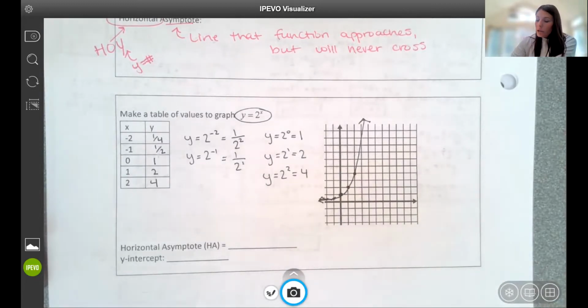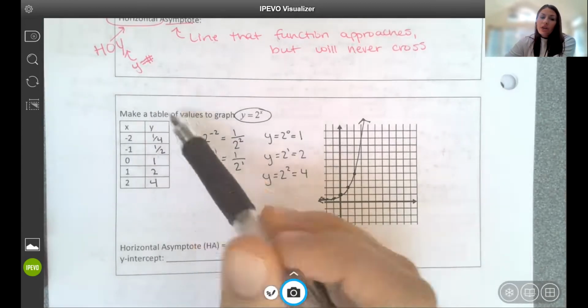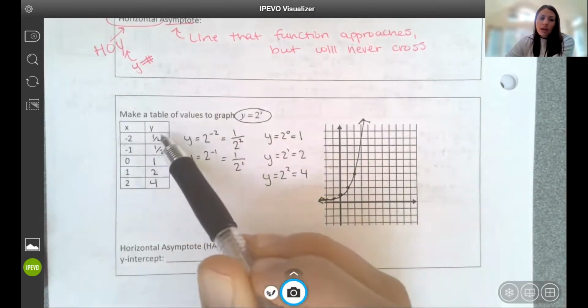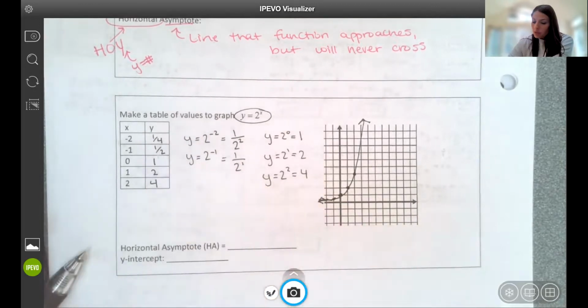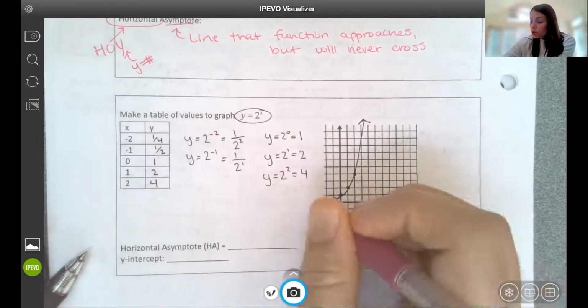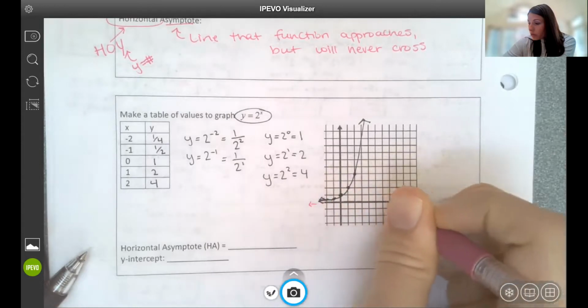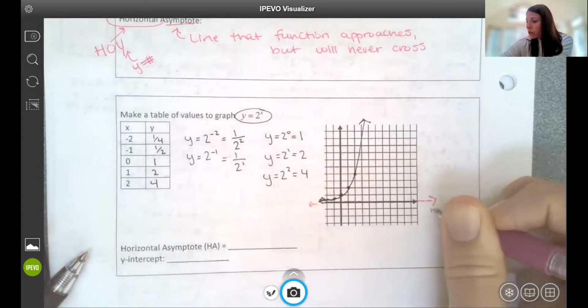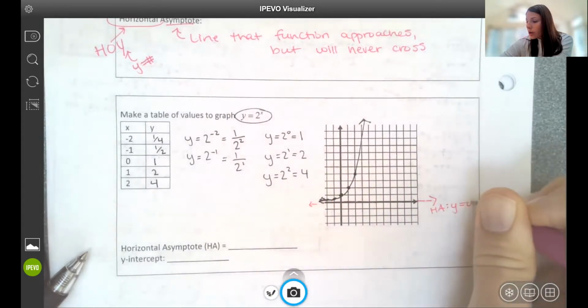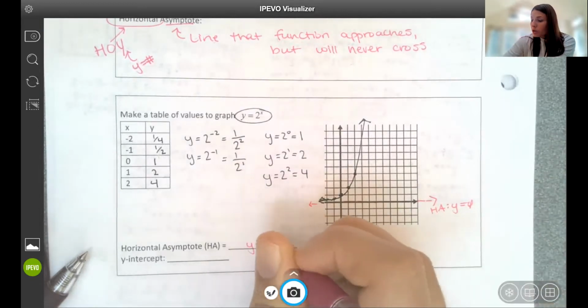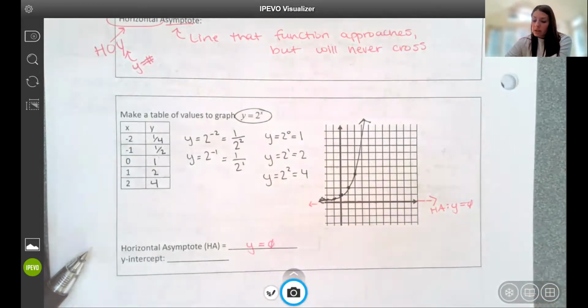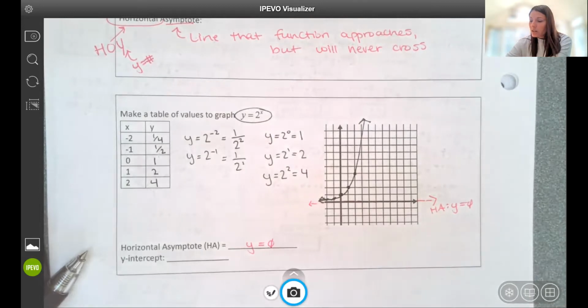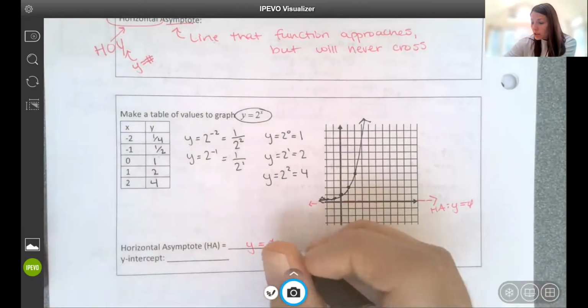Now, again, we looked at it up above. Even if I go more and more negative, it's just going to become a smaller fraction. We can kind of see what's going on there. So this graph is approaching 0. I have a horizontal asymptote where y is 0. So my equation for my horizontal asymptote is y equals 0. Okay, it's becoming a smaller and smaller fraction.